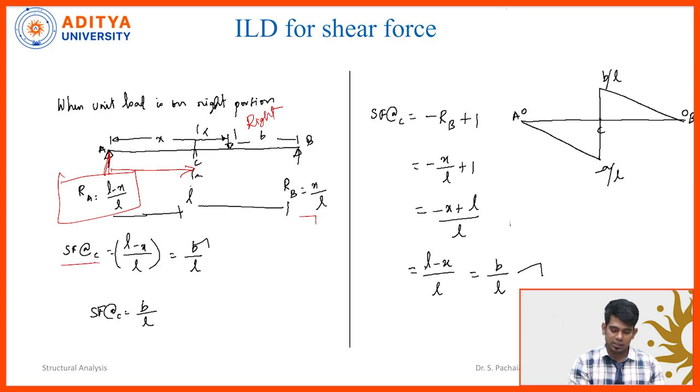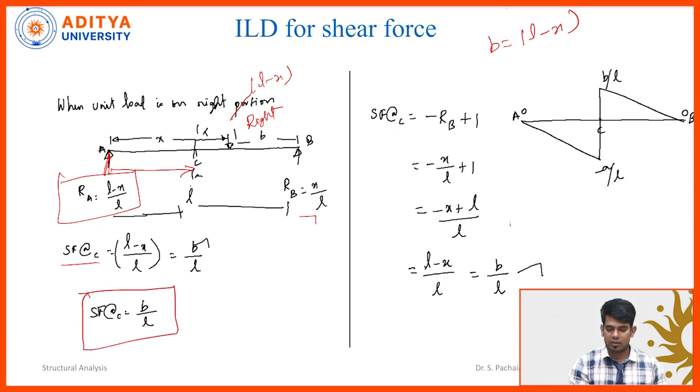So the shear force at C is equal to RA, and instead of L minus x I substitute the value b, because the distance between C and B is L minus x, which is b. So instead of L minus x, I put the value b. The shear force at C is nothing but b by L. Now I am going to construct the shear force diagram, the ILD diagram for shear force.